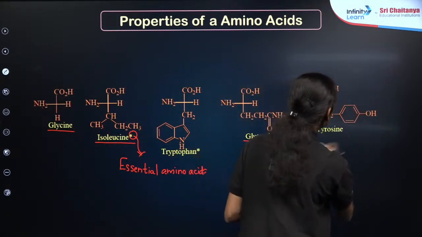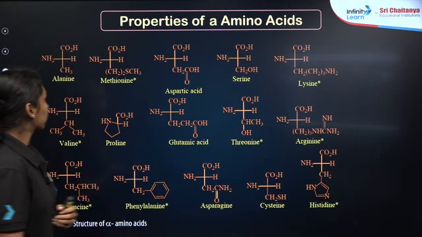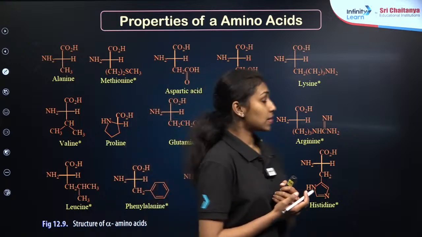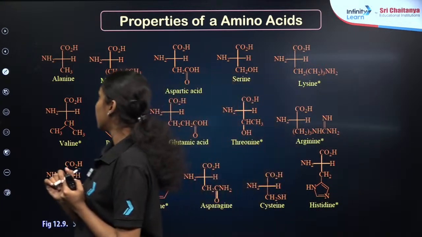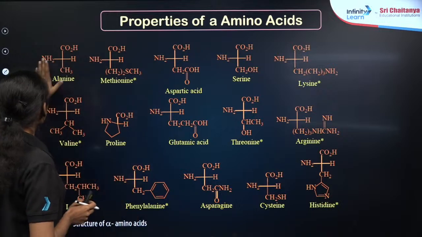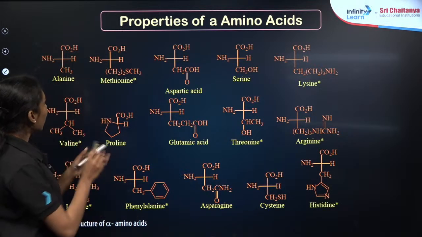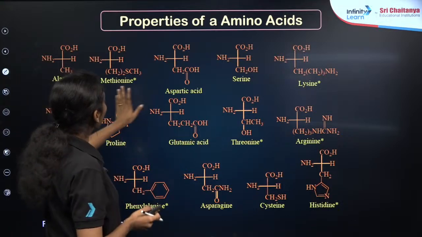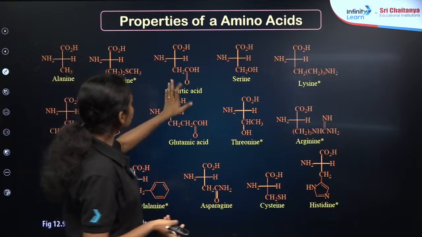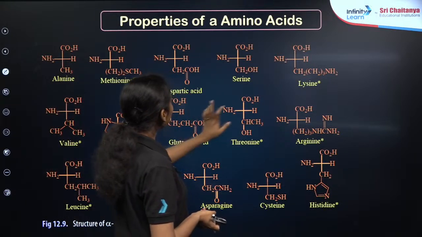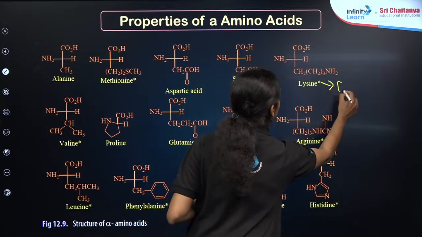Again, there is a benzene ring present in the case of the tyrosine molecule. Then these are the other examples of structures of amino acids. First one, alanine, that is NH2 CH3 CHCOOH. Next one, methionine, an essential amino acid here. Then aspartic acid, the acidic one having more COOH groups as compared to the NH2 group. Serine. Lysine, again an essential amino acid.